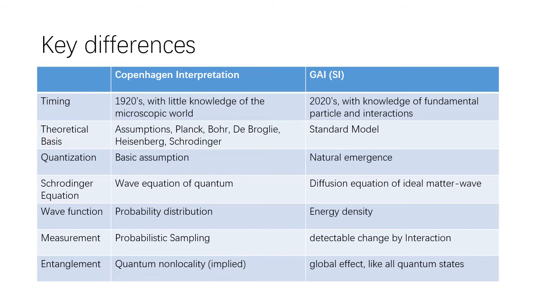Let's talk about the key differences between the standard interpretation and the traditional Copenhagen interpretation. The first is the timing. When the Copenhagen interpretation was proposed about 100 years ago, we knew very little about the fundamental interactions and particles. Of course, we know much better now. We're on a much better ground of understanding the microscopic world at the fundamental level.